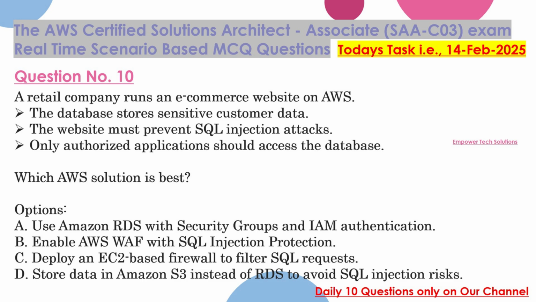Options: A. Use Amazon RDS with security groups and IAM authentication. B. Enable AWS WAF with SQL injection protection. C. Deploy an EC2-based firewall to filter SQL requests. D. Store data in Amazon S3 instead of RDS to avoid SQL injection risks.